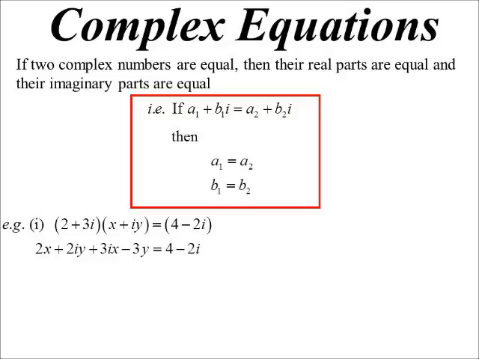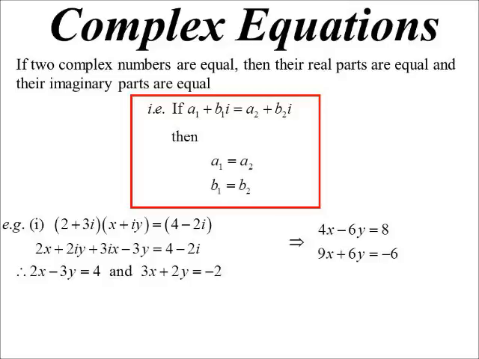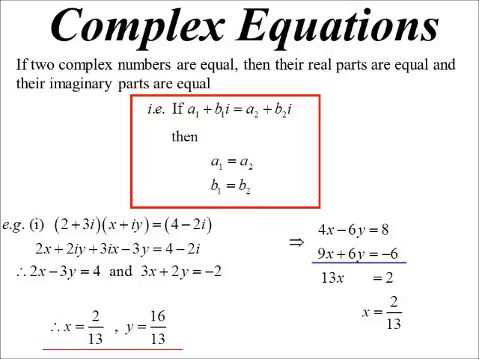So on the left-hand side, when I expand this out, again, being careful, 3i times iy is minus 3y because of the i squared. So the real part, 2x minus 3y is 4. The imaginary part, 3x plus 2y is minus 2. And I solve those simultaneous equations. And there, I get x equals 2 on 13. And so from there, y is 16 on 13. I wonder, would it have been quicker to divide both sides by the 2 plus 3i? But just like other equations, there are different ways of solving a problem.